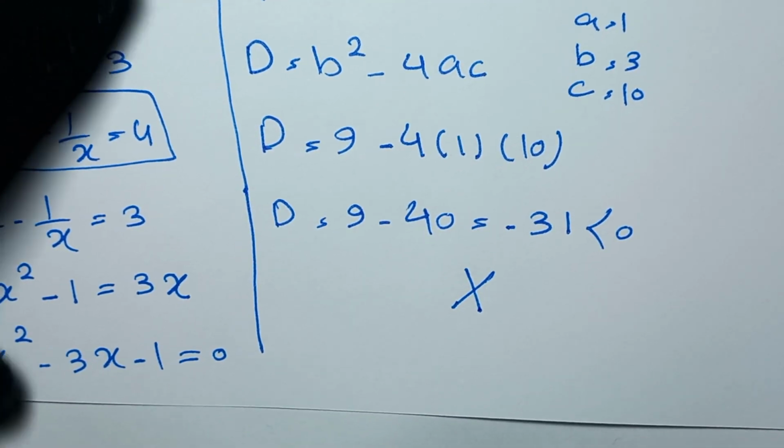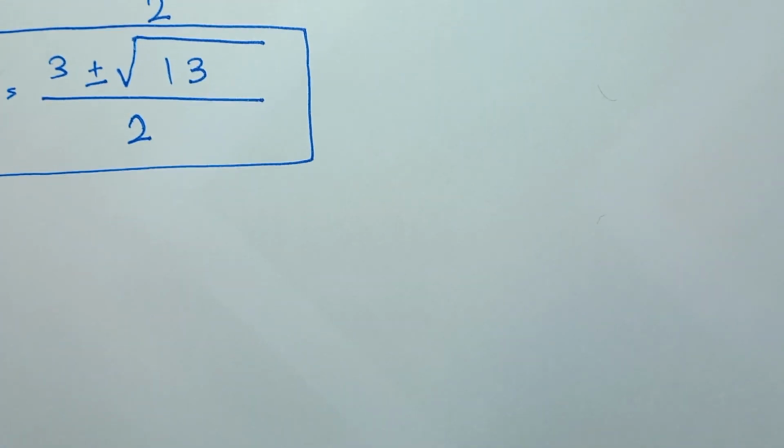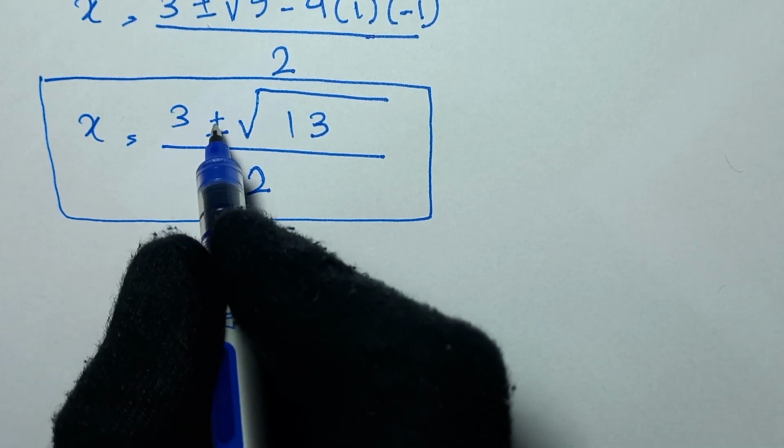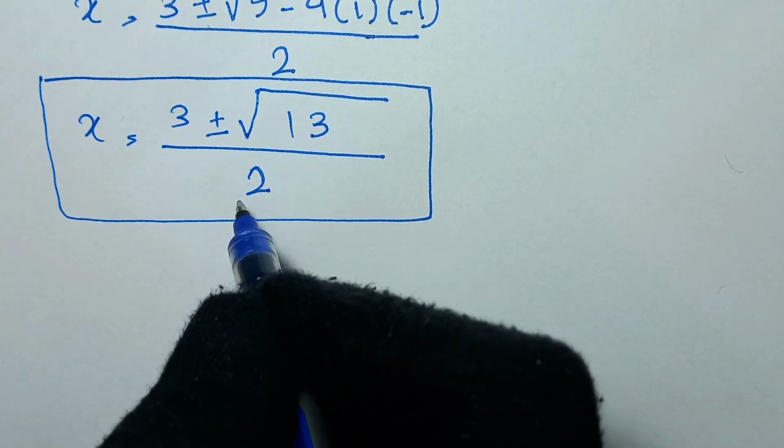So our final answer for x in here is 3 plus or minus square root of 13 over 2.